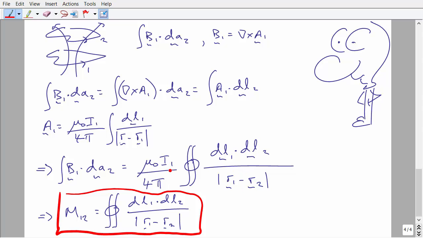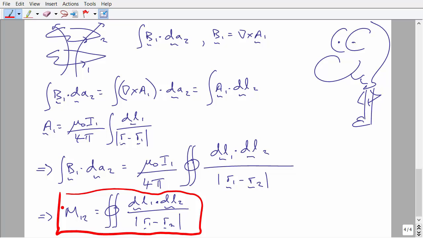If we now specialize to the case of I1 equals 1 amp, of course what we get is the mutual inductance, and there it is. The mutual inductance is this double integral. This is dL1 dot dL2. I should make very clear that these are both vectors. So we have to take the double integral of dL1 dot dL2 around both loops, and we're going to do this in an exercise and perform this double integral to get the mutual inductance.